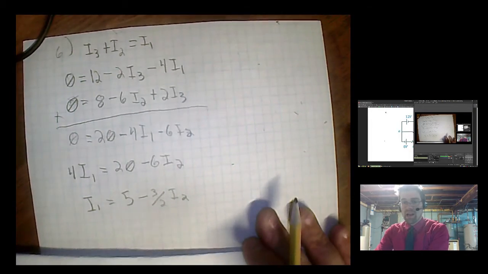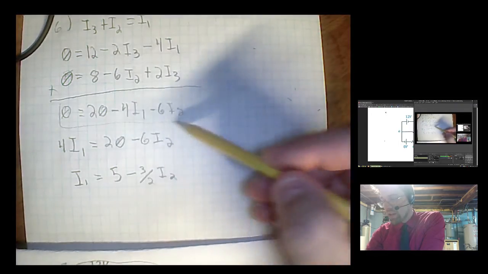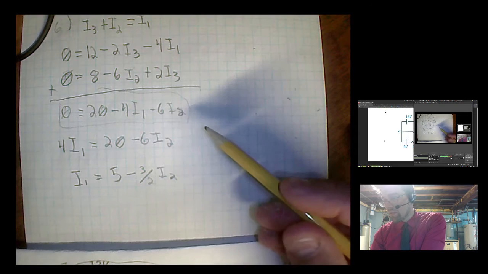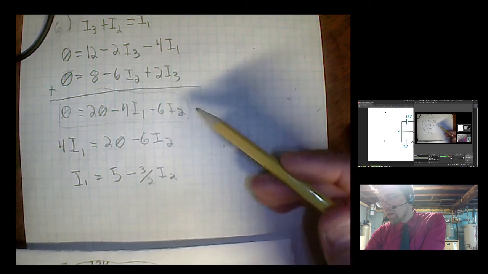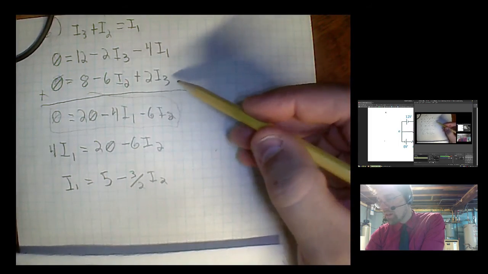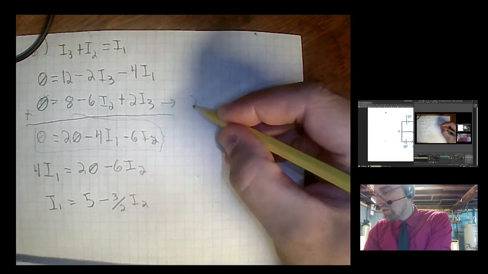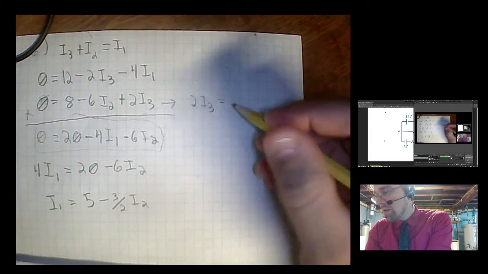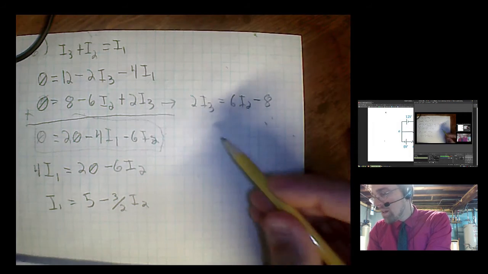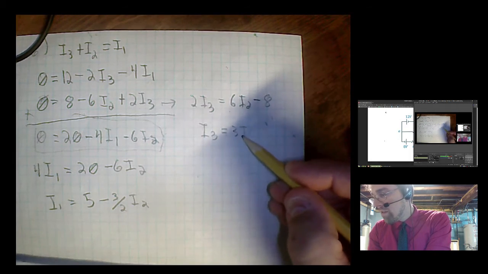Now wherever I see I1, I can plug that back in. Here is an expression that only has I1 and I2. Oh wait, that's just where this came from, so let's not do that. Maybe let's get this in terms of I3. So 2 I3 equals 6 I2 minus 8. That means I3 equals 3 I2 minus 4.